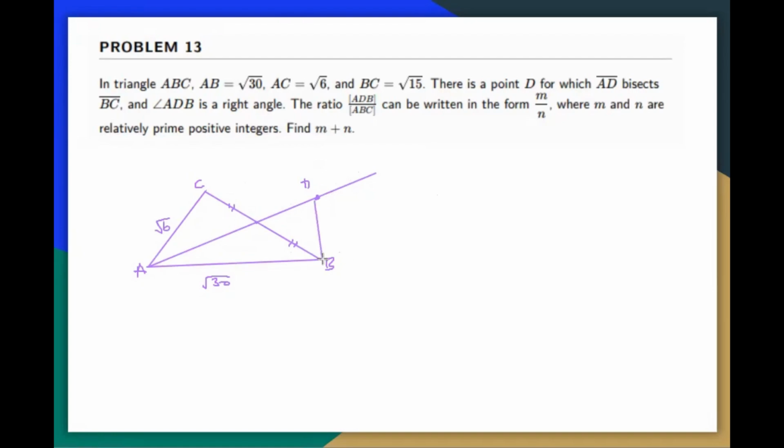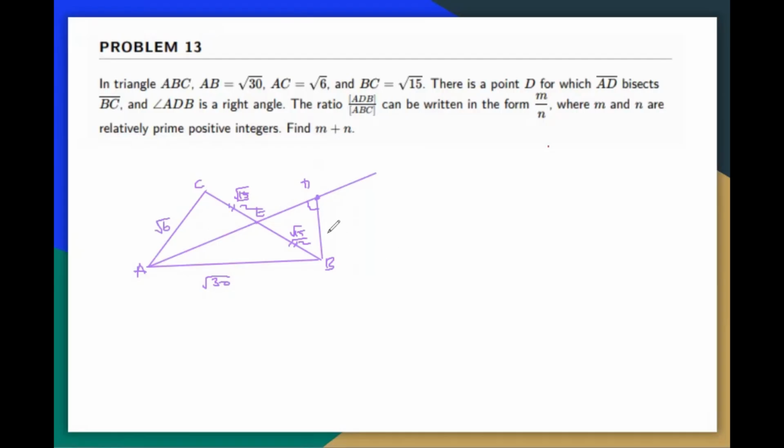And if I connect these two, okay, this is my D. And I don't know the name of this one, so I'm going to call this E. We know the entire BC was root 15, so this should be root 15 over 2, and then root 15 over 2.